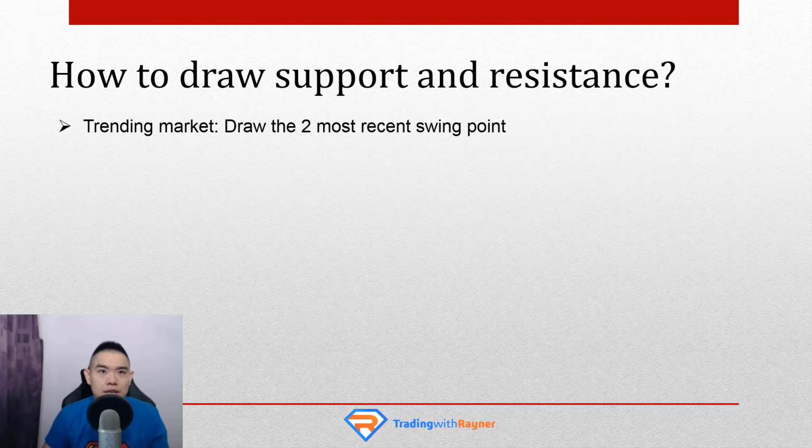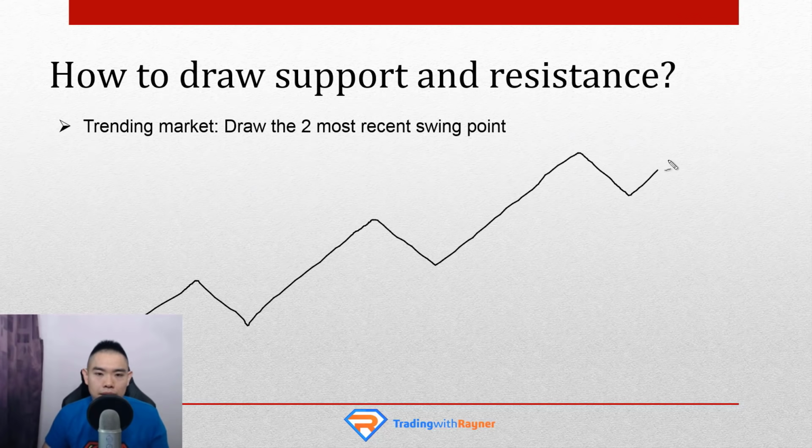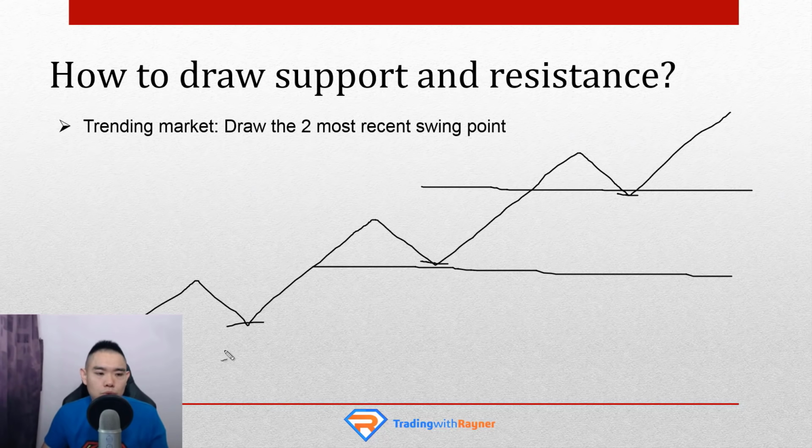Let me explain. Let's say the market is in an uptrend: it hits higher, pulls back, hits higher, pulls back, hits higher, pulls back, and hits higher. At this point, you have a number of swing lows. You have 1, 2, 3. But my suggestion is to draw the two most recent swing lows as support, meaning you just draw a support like this, and then another one over here. Why do you not want to consider this one here?